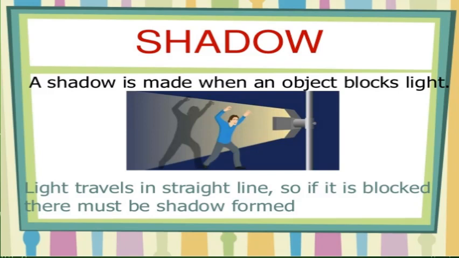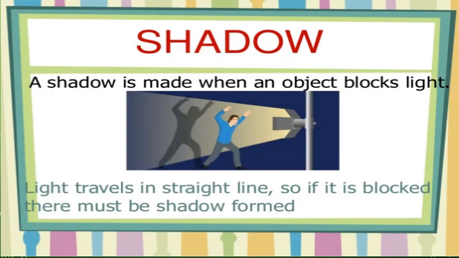Okay, the second phenomenon that happens because light travels in a straight line is shadow. You all know what a shadow is: the darkened area that is formed behind the object. So, how is the shadow formed? At night, turn off all lights and bring any candle or flashlight. Turn it on and stand in front of it. You will notice that your shadow is formed behind you.